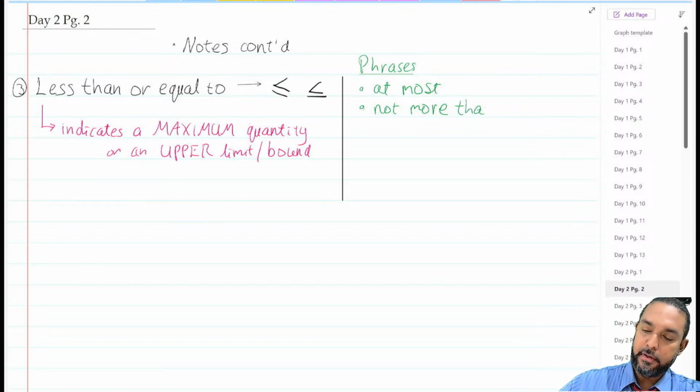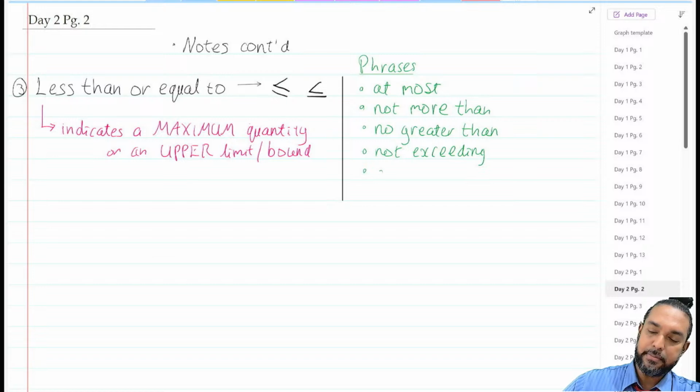Not more than. Or they might say no greater than. Or not exceeding. Or a maximum of.